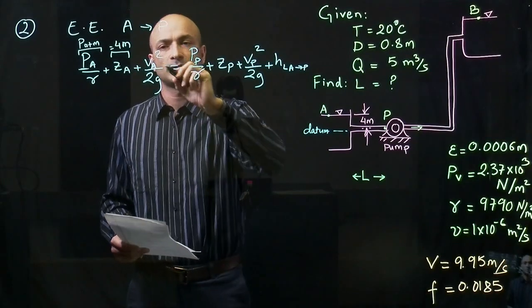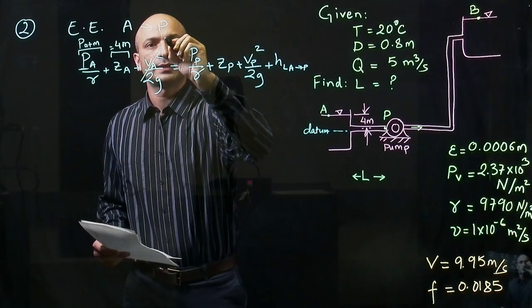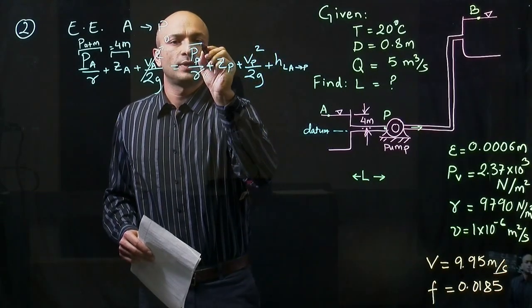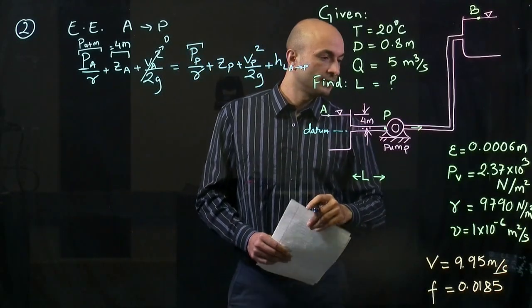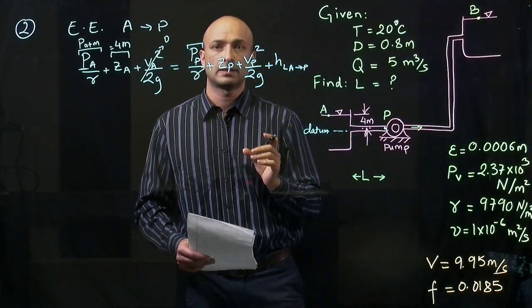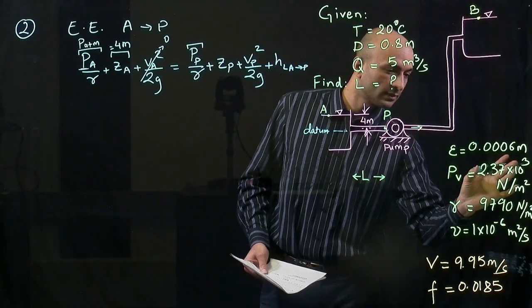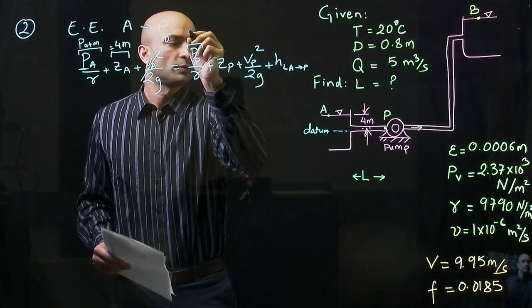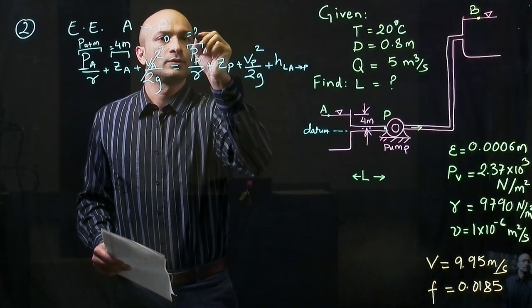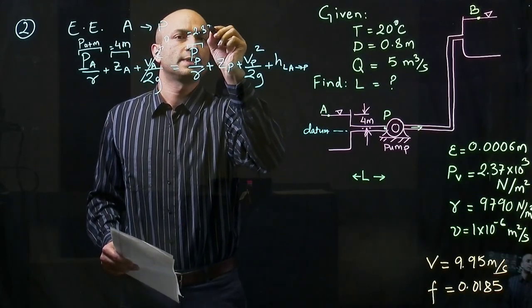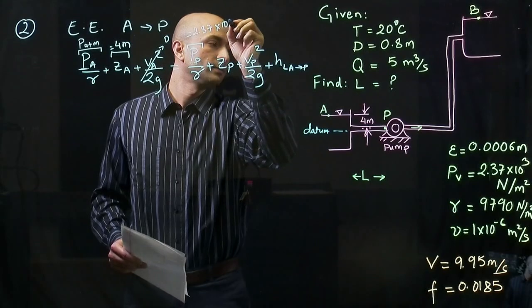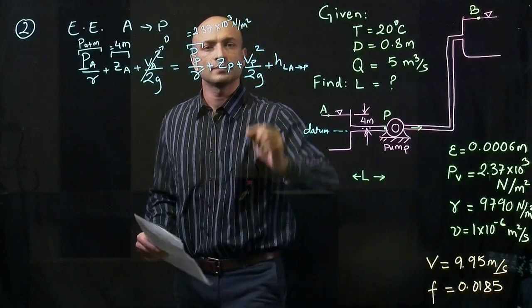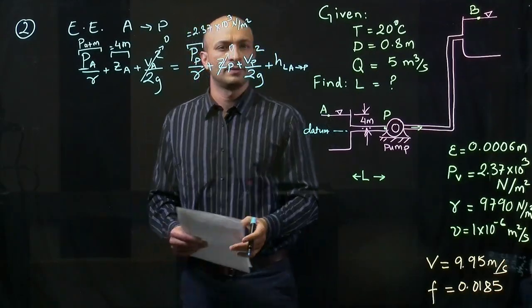The velocity for a large reservoir can be taken to be 0. The pressure at point P, since we're dealing with just cavitation occurring, or just before cavitation occurs, we'll use this critical pressure as the pressure at point P, 2.37 into 10 to the power 3 Newton per meter squared. Gp goes to 0.